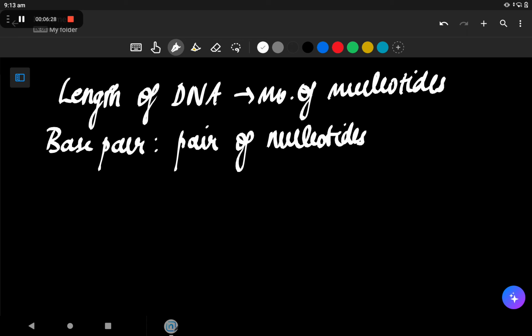Got it? Coming to the next point, we have length of DNA in different living organisms. I will just give you a tabular column, organism, and here we have the length of the DNA.